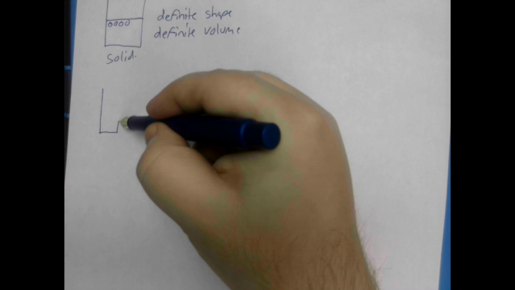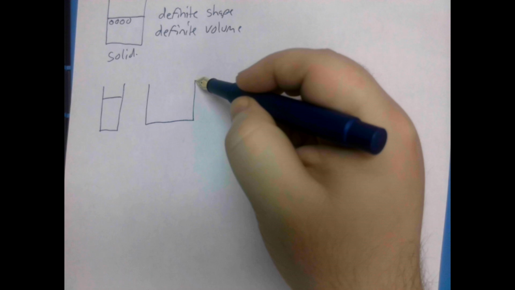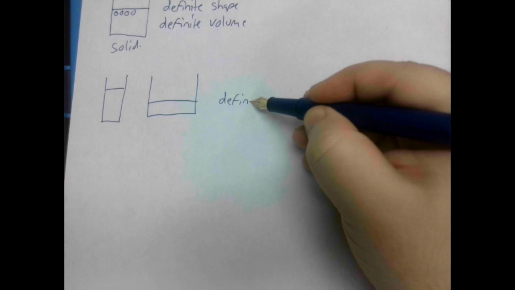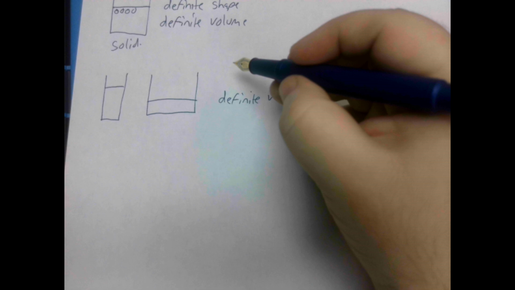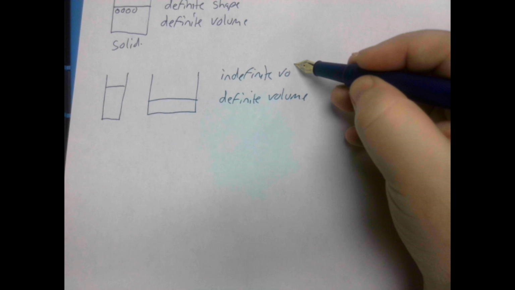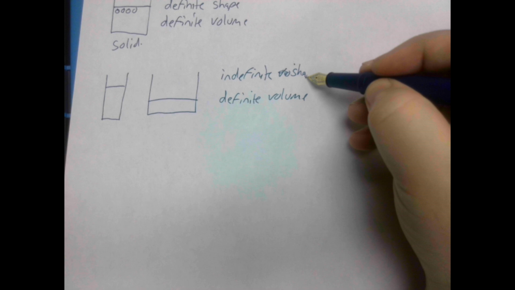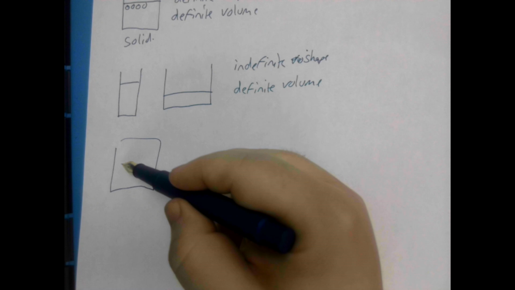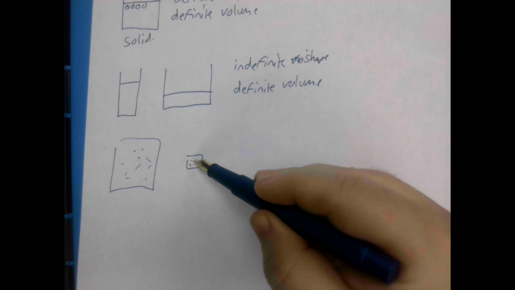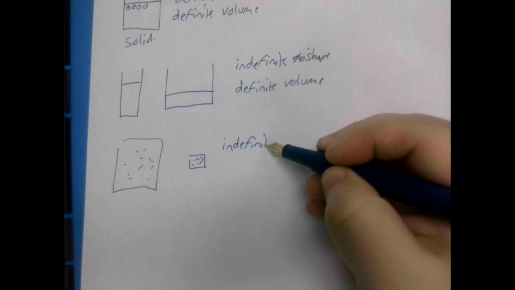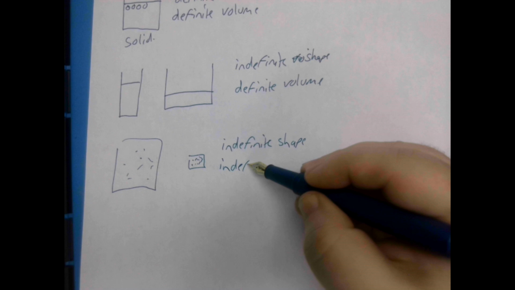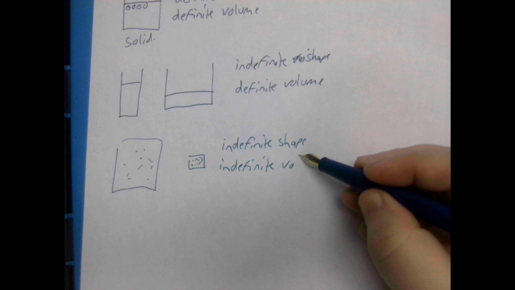Liquid, so same volume, so definite volume. However, the shape of it is indefinite. And last, we have a gas. And its shape is indefinite, meaning it will change its shape to fit whatever container it's in. And the volume is also indefinite. It will change its volume to fit in whatever container.